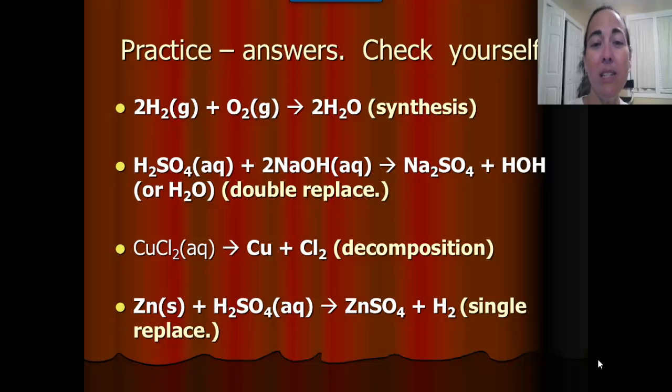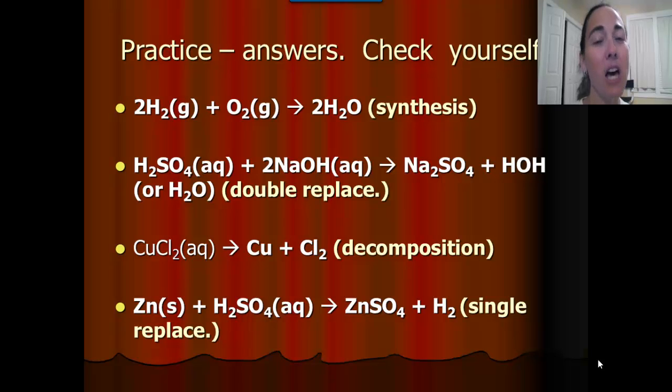The third one is decomposition. You have 1 reactant. That's the red flag to make you notice that this is going to come apart. Copper chloride is going to make copper and chlorine. Not too bad. And then finally you have zinc plus H2SO4. Zinc is an element and H2SO4 is a compound. So this is going to be a single replacement. The zinc is positive and the hydrogen's positive, so they're going to switch places. That's how you get your products.